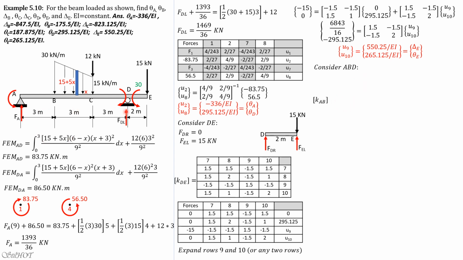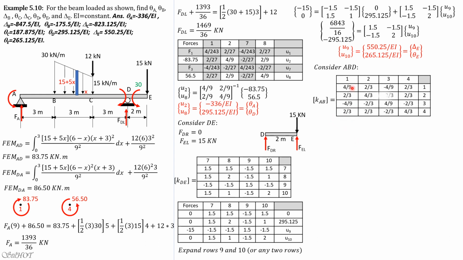ABD. So AB and BD. So KAB would be 12 over 3 cubed. And we have already this result. So 4 over 9. So 6 over 3 square is 2/3. So we have the same result. You copy that situation there so that you don't worry about filling in these cells.